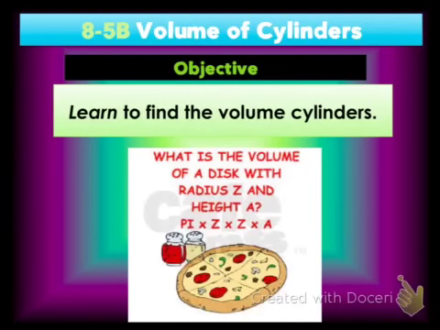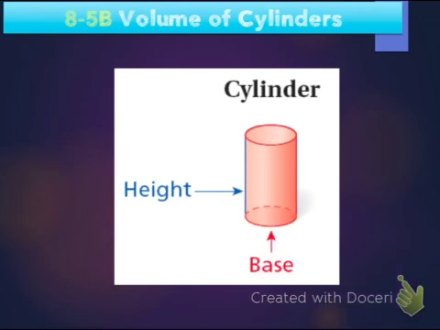This lesson is 8-5, and we're calling this part B because yesterday you were finding the volume of prisms. Today you're going to be finding the volume of cylinders. So the objective is to learn to find the volume of cylinders. So what is it that makes a cylinder a cylinder? It's the fact that the base that it has is a circle.